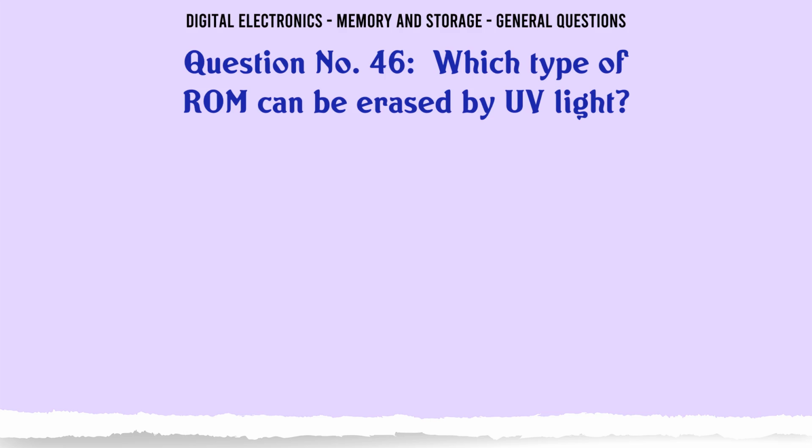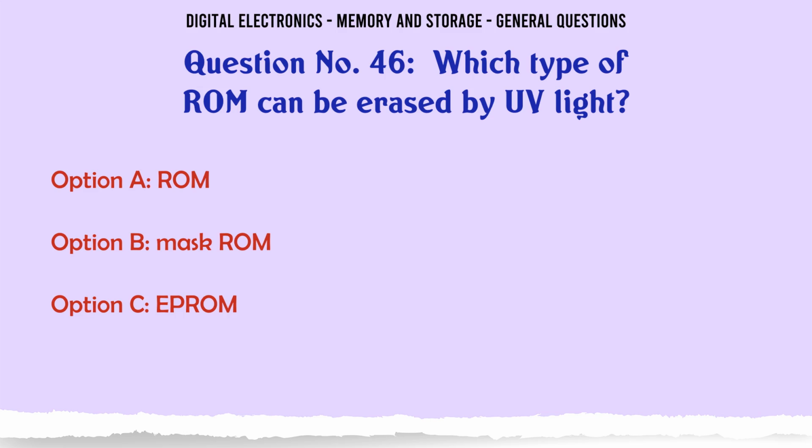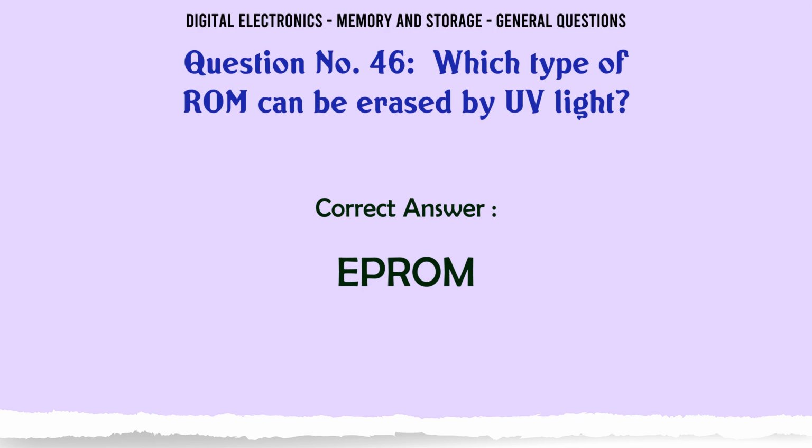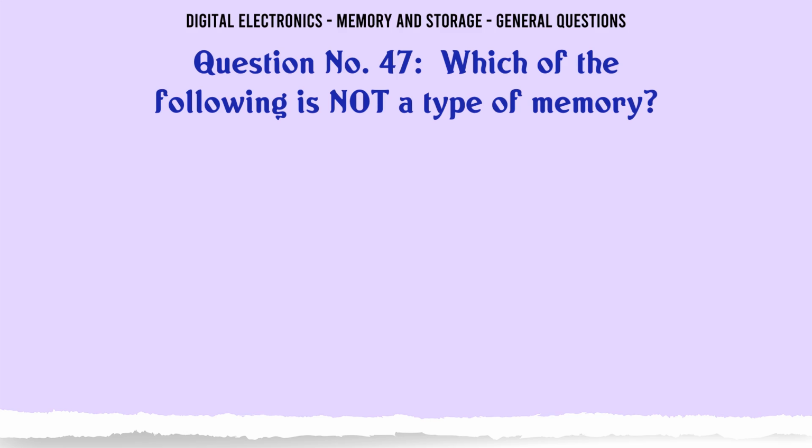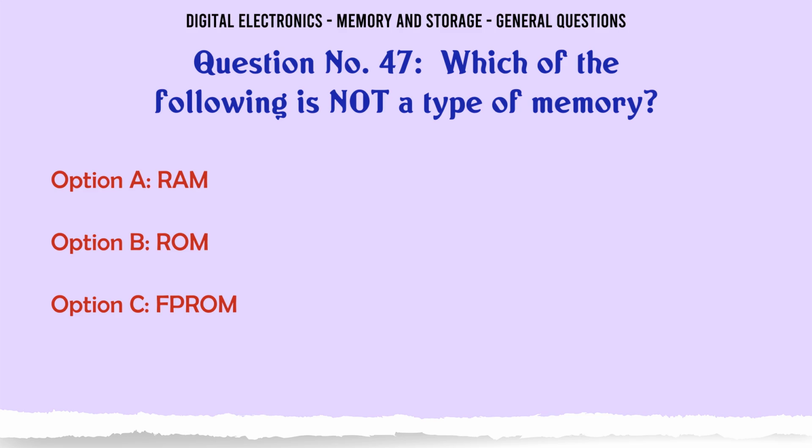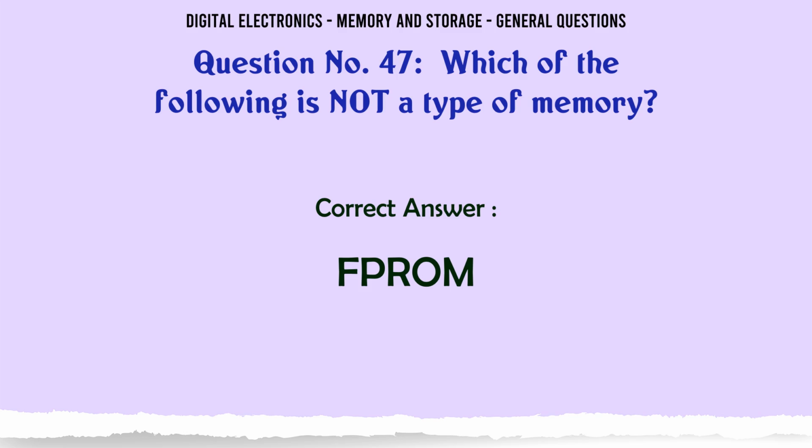Which type of ROM can be erased by UV light? A. ROM, B. mask ROM, C. EPROM, D. EPROM. The correct answer is EPROM. Which of the following is not a type of memory? A. RAM, B. ROM, C. EPROM, D. EPROM. The correct answer is EPROM.